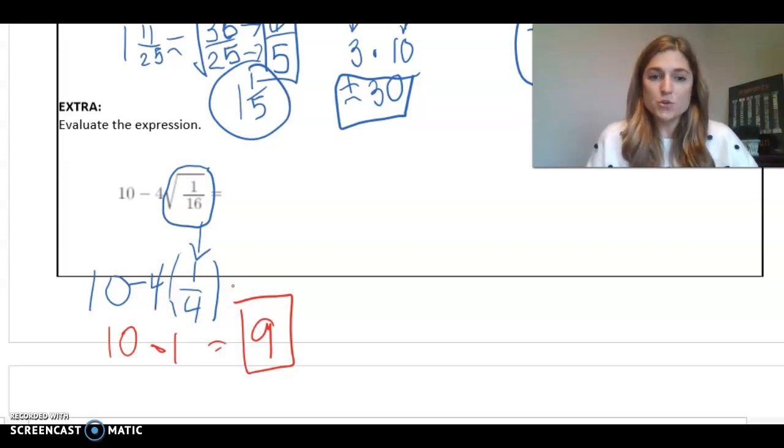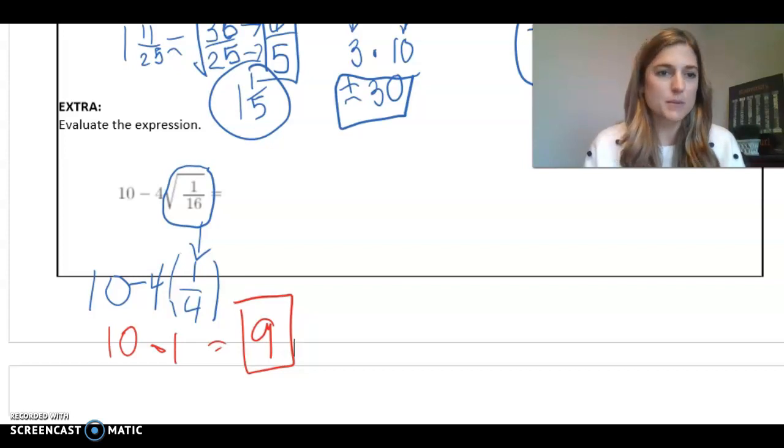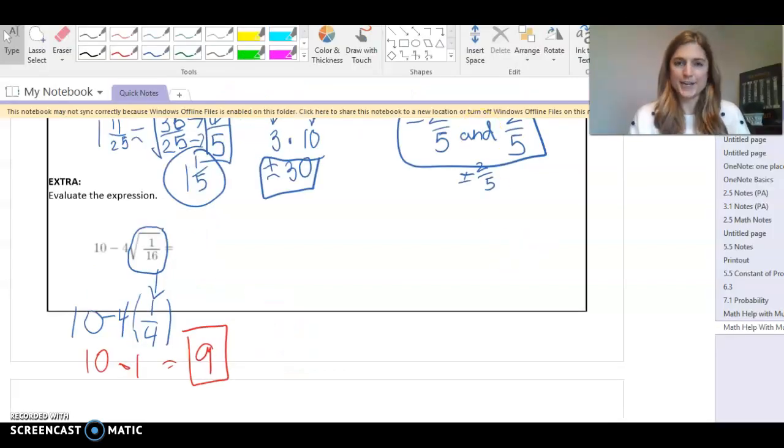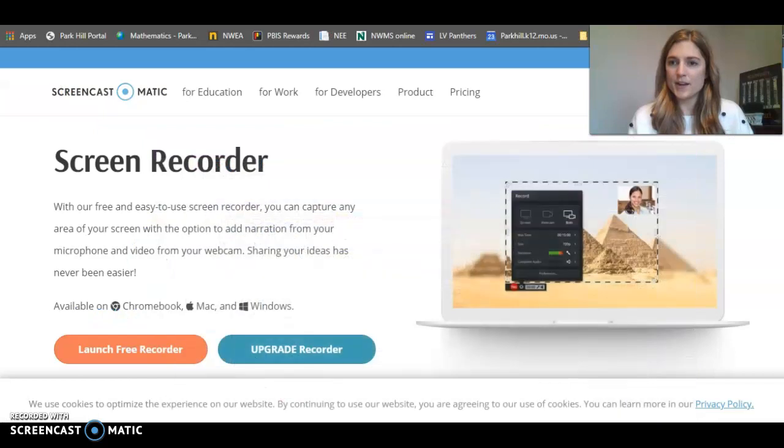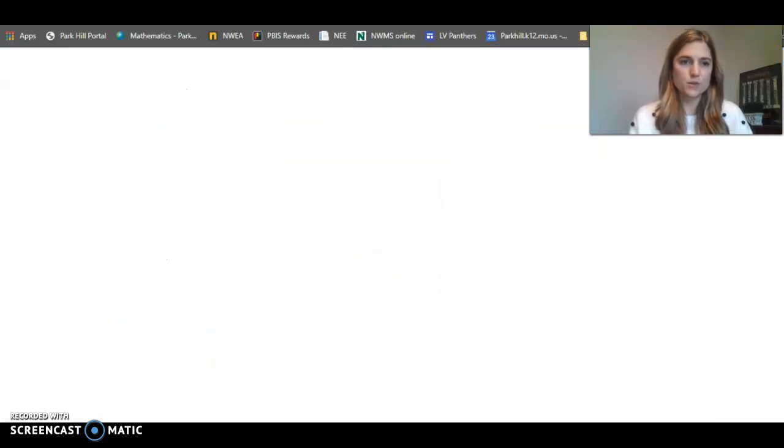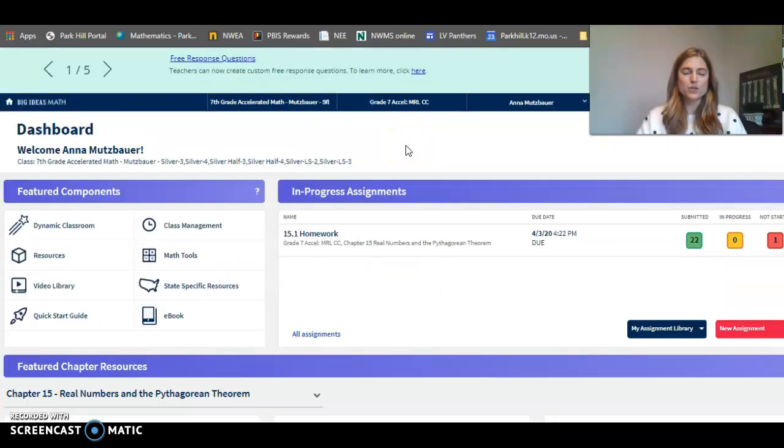So let me show you where you guys can go for the lesson. I'm going to make my screen a little bit bigger here in a second. So I made my screen bigger. Let me show you where I want you to go on Big Ideas. So go to Big Ideas through the portal. You should be on your home screen. Obviously, mine looks a little different.